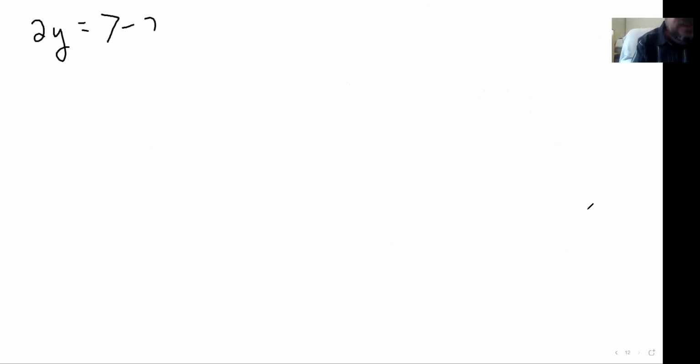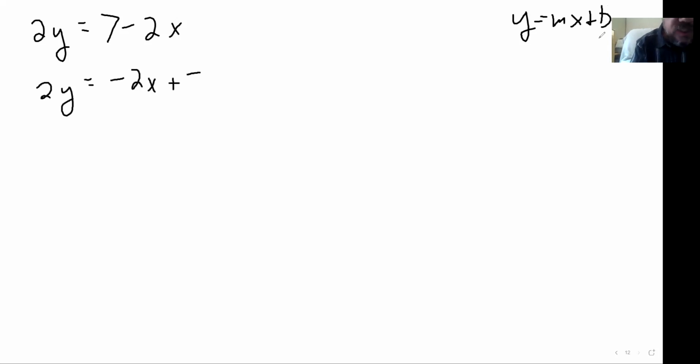equals 7 minus 2x. Now, I'm almost done here, but I want to do 2 things. I'm trying to match this form, y equals mx plus b. So I'm going to arrange it in this order with the x's first and the numbers second, and I'm going to try and get rid of this coefficient in front of the y. So I'll rearrange first. I think 2y equals minus 2x plus 7. And remember, the minus is on the 2, not the 7, right? So the minus goes with the 2x.